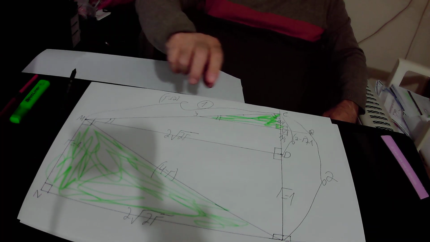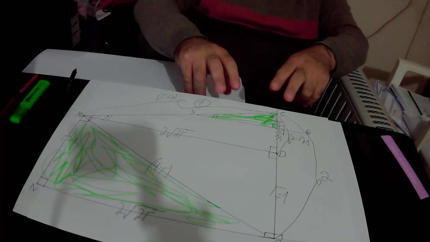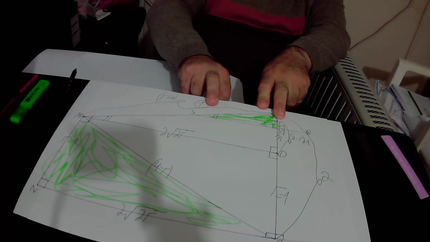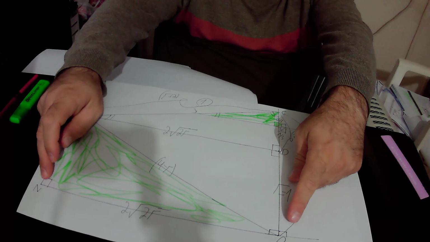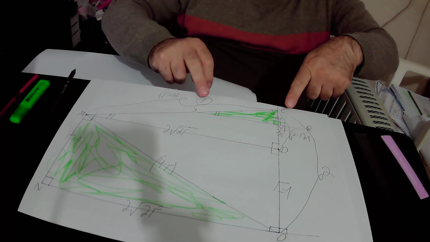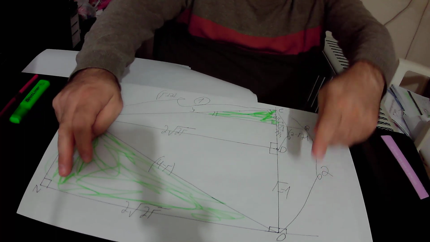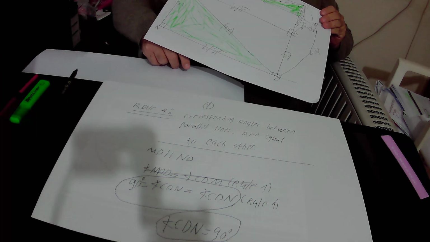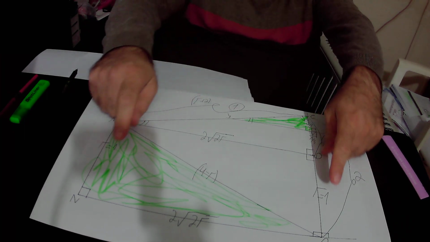Because of the fact that EY is part of AB, and AB is parallel to PQ, and NO is part of PQ, therefore YE will be parallel to NO. So we know that YE is parallel to NO, and we have rule number 1 that states that corresponding angles between parallel lines are equal to each other.